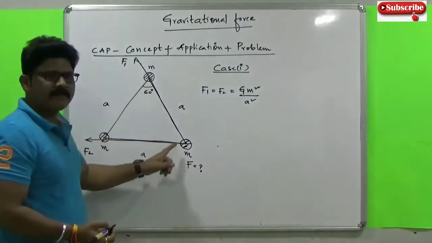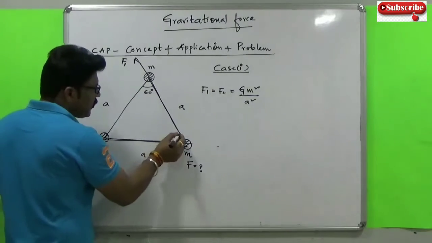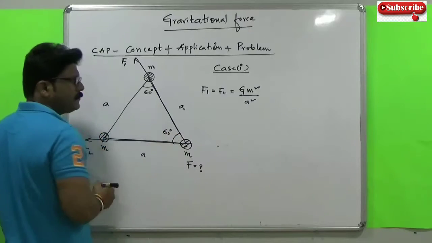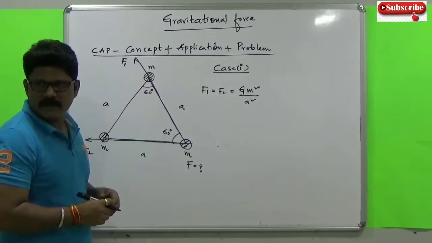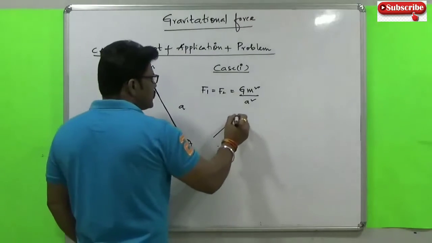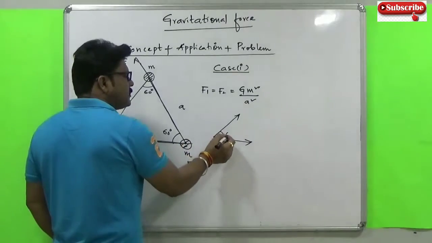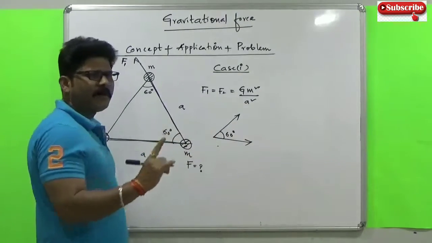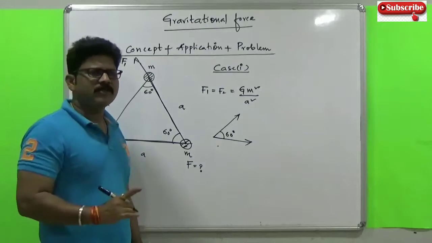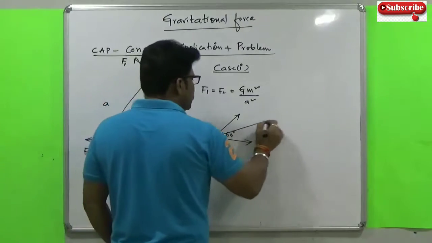Because both the masses are the same, the distances are the same. Now this is making an angle of how much? 60 degrees. Now if it is making 60 degrees, two vectors, see, very important concept here: when two vectors make an angle of 60 degrees or any angle, we have to apply the parallelogram law of vector addition to calculate the resultant vector. So now this is nothing but the resultant vector.